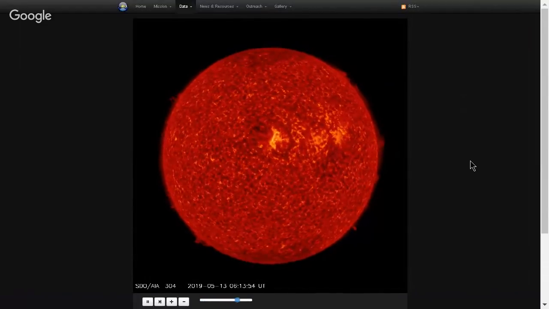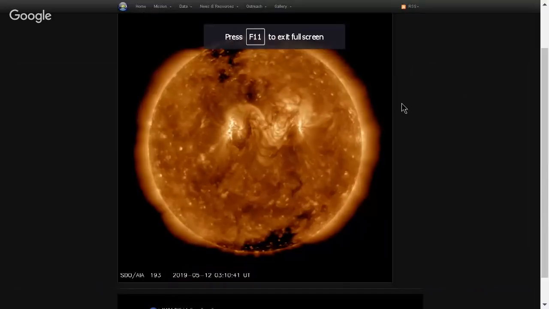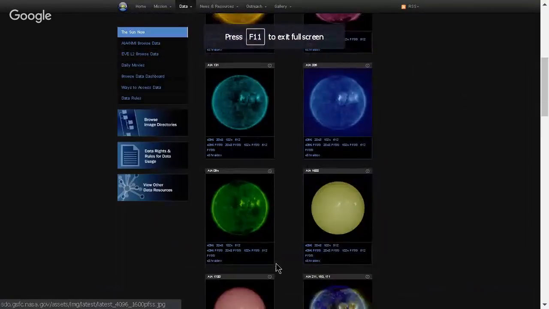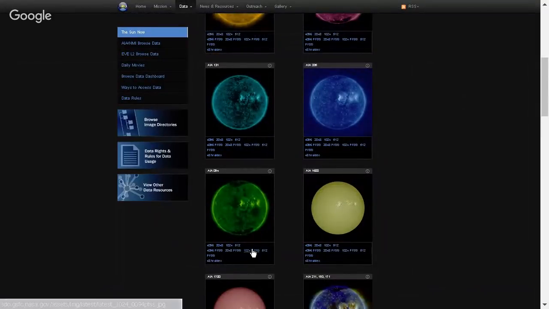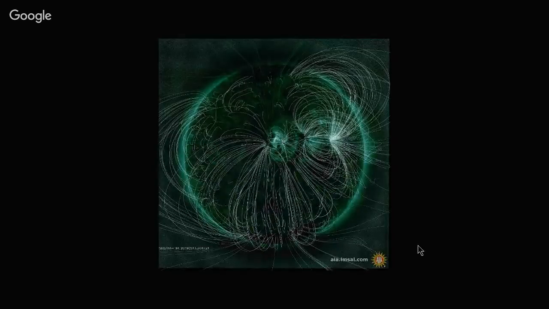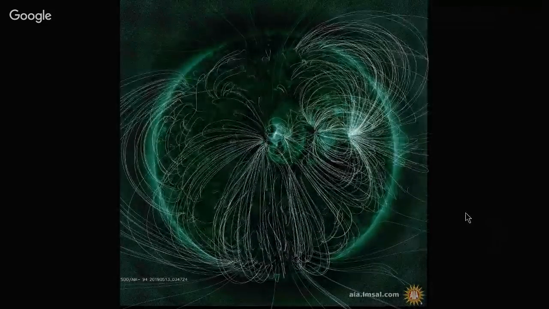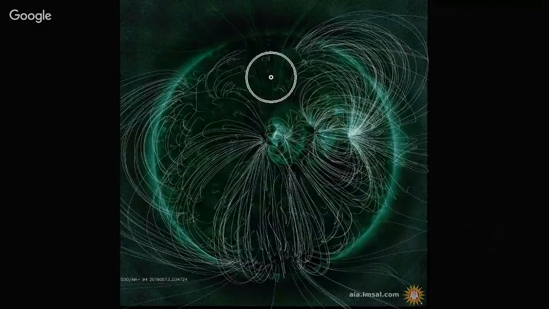Anyway, we see actually very low solar activity despite sunspots. Again, here's the last 48 hours. Let's look at magnetic lines at 94 angstroms. Man, that's small. All right, there we go. And there are the magnetic lines. And it looks like some open lines here toward the North Pole. If you know what that means, cheers.